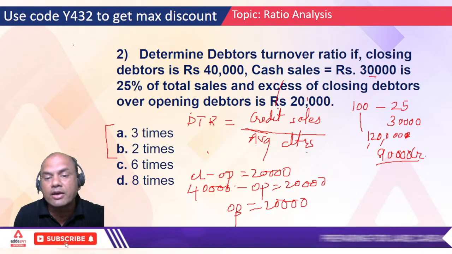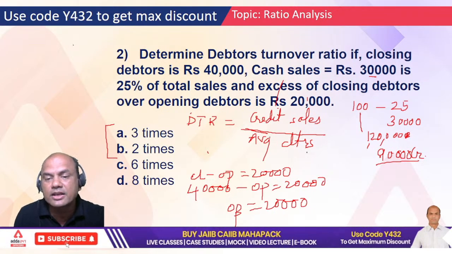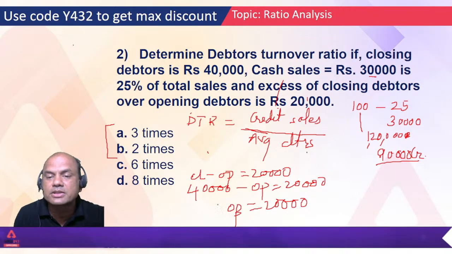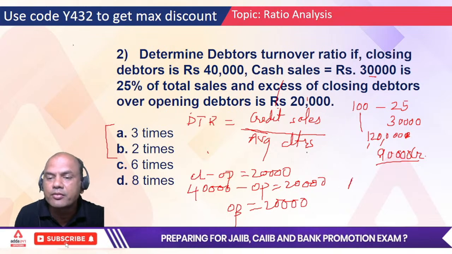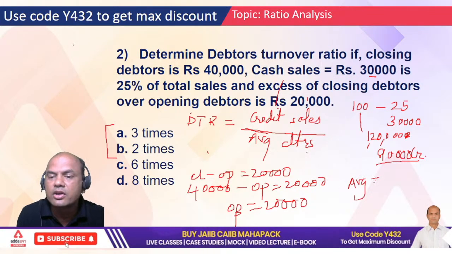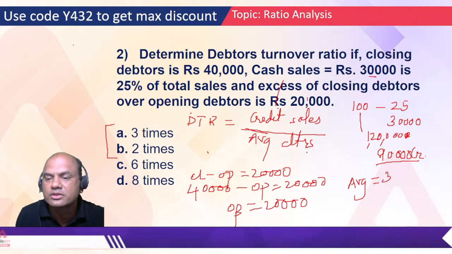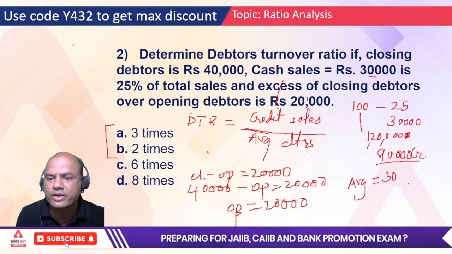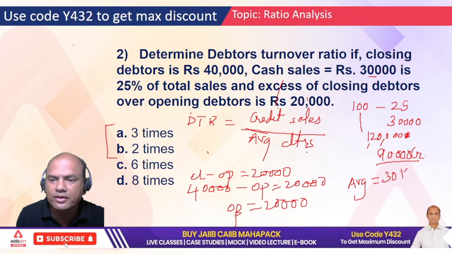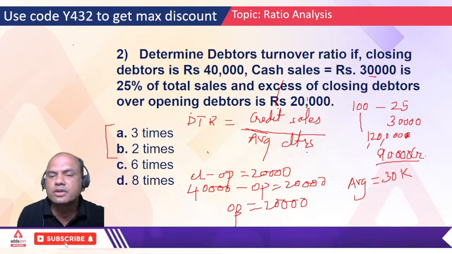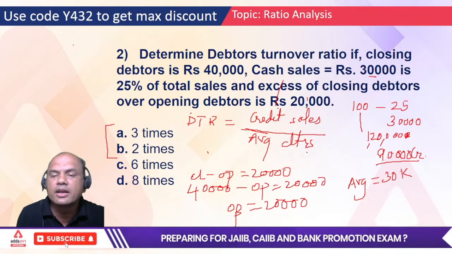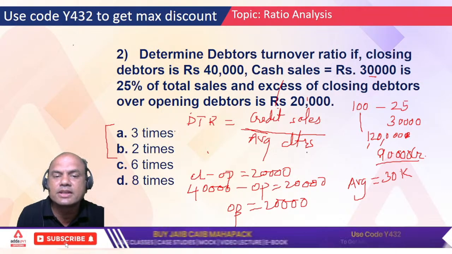Now we have to find the average. What is the meaning of average? Opening plus closing upon 2. So 20 plus 40 upon 2, so average is 30. Okay, 20 plus 40, 60, 60 upon 2, 30. So 30,000. And what was the numerator? 90,000. Okay, so what is the DTR? DTR is 90 upon 30, so it is 3 times.